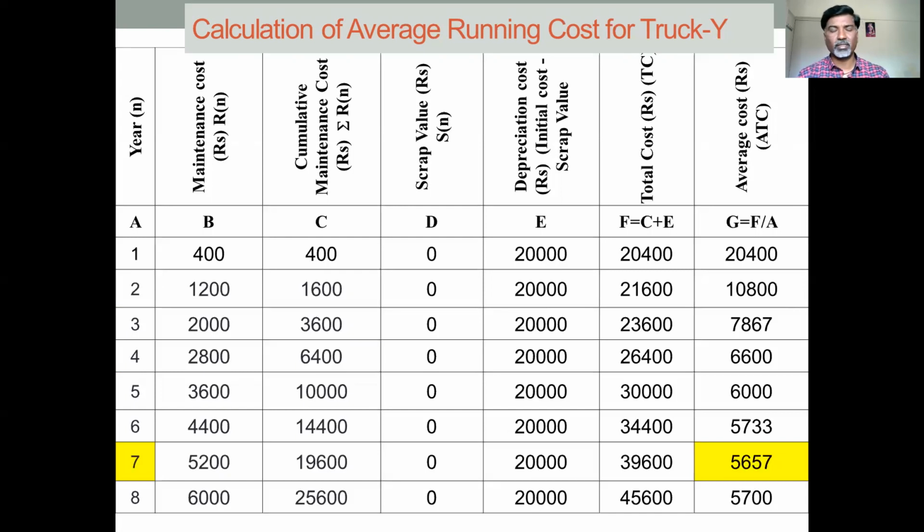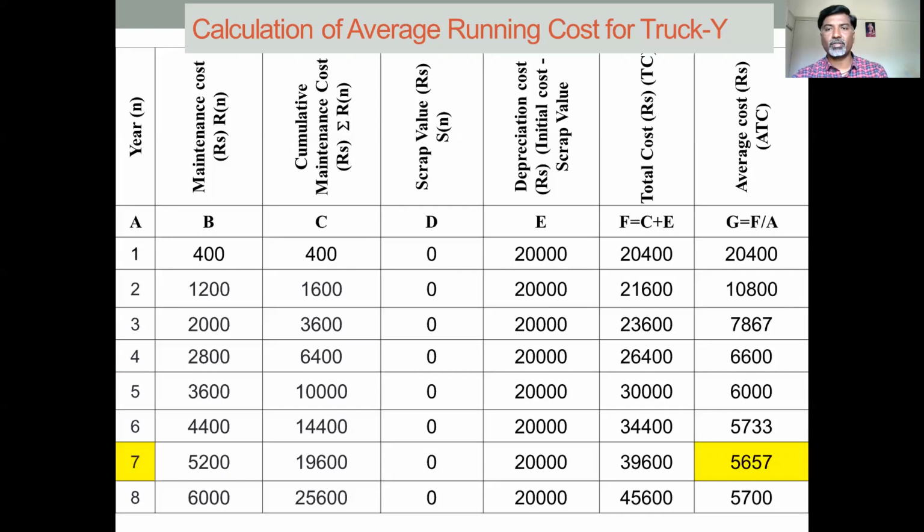The scrap value is given; they have given that there is no scrap value for truck Y. Depreciation cost will be the initial cost minus the scrap value. Initial cost for truck Y is 20,000 rupees, and total cost is equal to depreciation cost plus cumulative maintenance cost. So we get 20,400 rupees as the total cost.